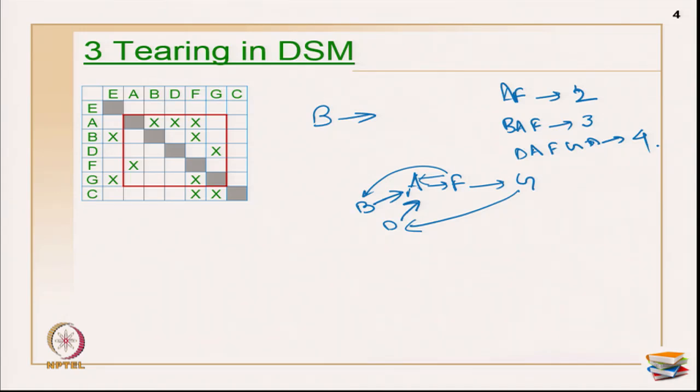Now, what are the options I have? I have so many options now. I am going to put this here so that it is easy for us to evaluate: AF, BAF and then DAFG. Okay, let me erase all these.